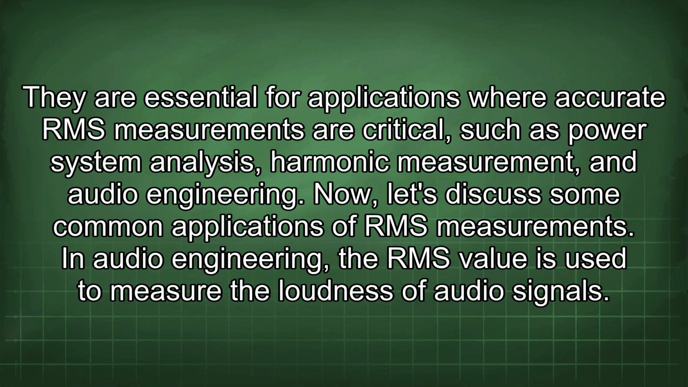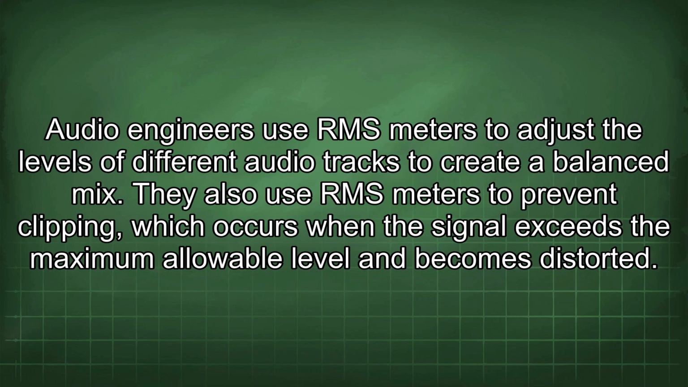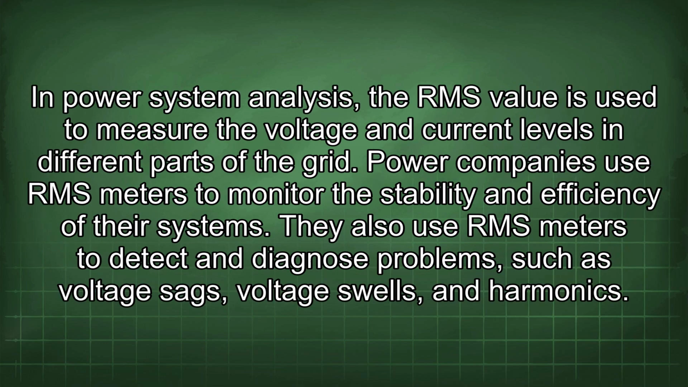In audio engineering, the RMS value is used to measure the loudness of audio signals. Audio engineers use RMS meters to adjust the levels of different audio tracks to create a balanced mix. They also use RMS meters to prevent clipping, which occurs when the signal exceeds the maximum allowable level and becomes distorted.